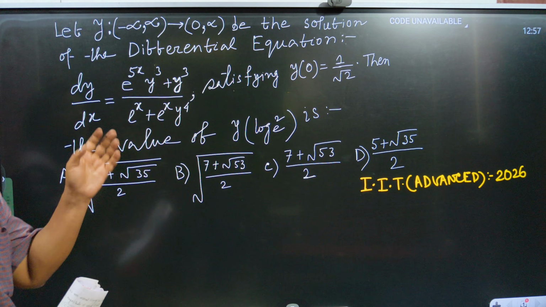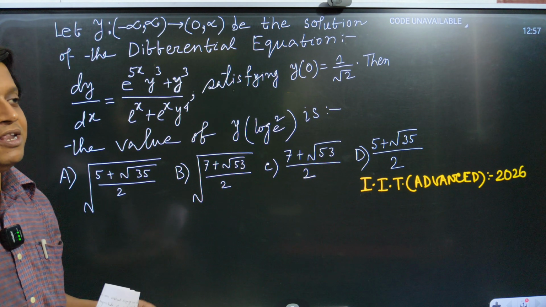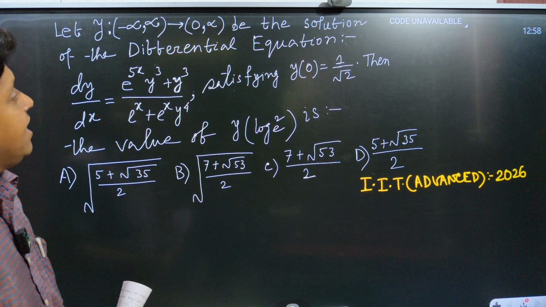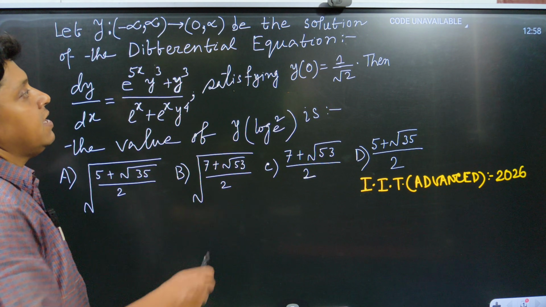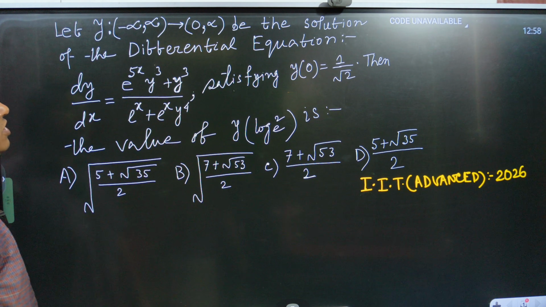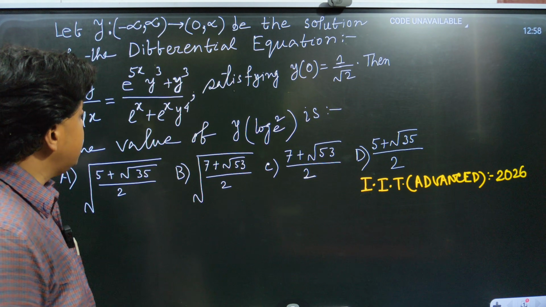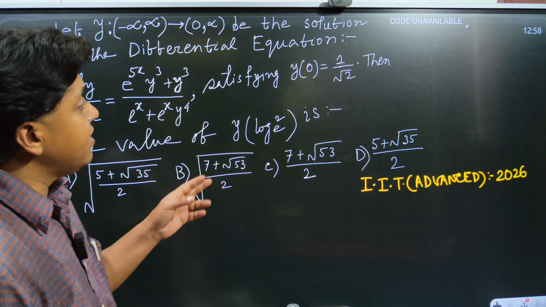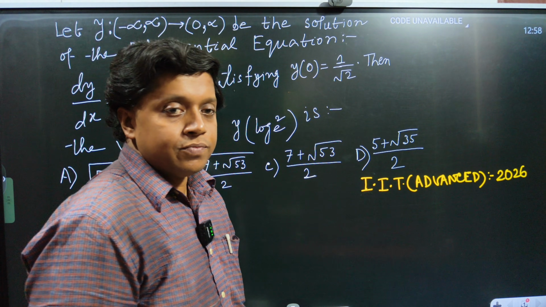Let y belong to the open interval minus infinity to plus infinity. Of course, with infinity being in discussion, it will have to be an open interval. And x belonging to the open interval, open on both sides, 0, infinity, be the solution of the differential equation dy/dx equal to e to the power 5x into y cube plus y cube divided by e to the power x plus e to the power x into y to the power 4, satisfying the condition that y at x equal to 0 is 1 by root 2.